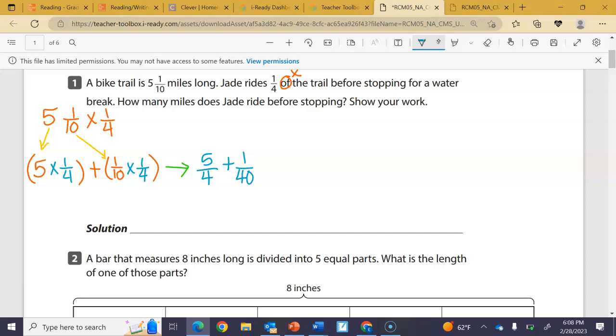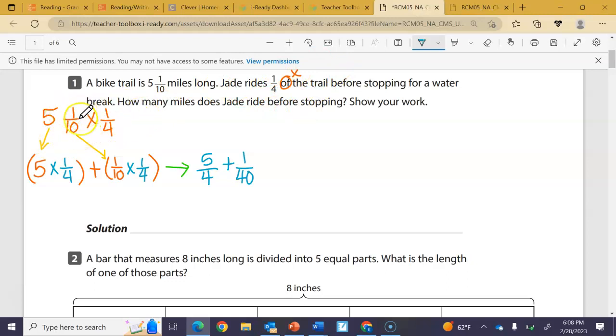All right, I'm just going to stop right here for a second. So what I did was I multiplied 5 1/10 times 1/4 because I saw it is 1/4 of the trail. So the trail is 5 1/10, and of means to multiply. So I'm multiplying that by 1/4.